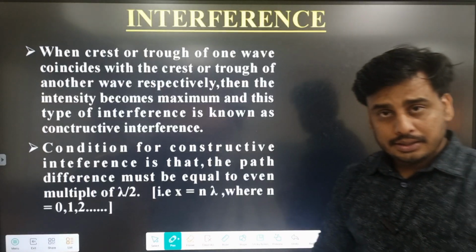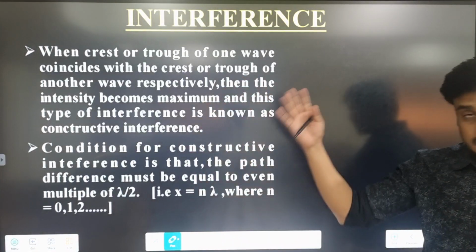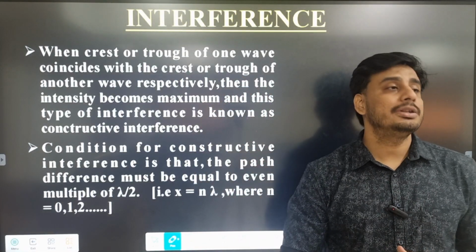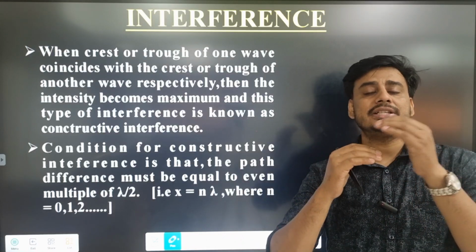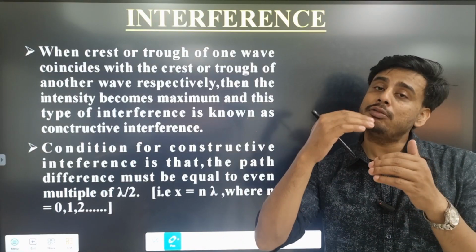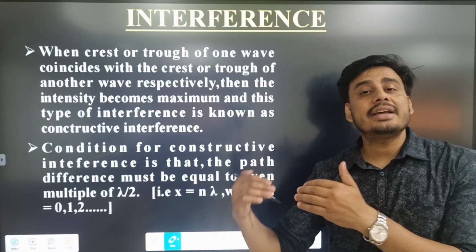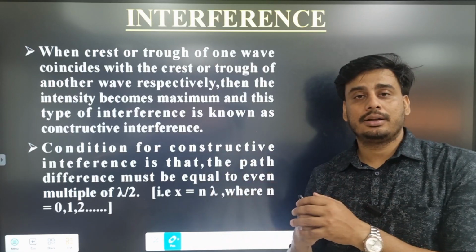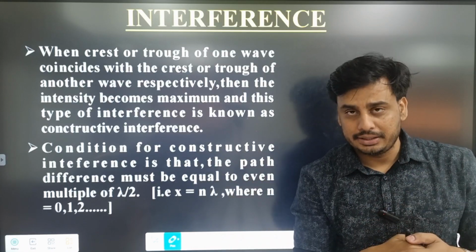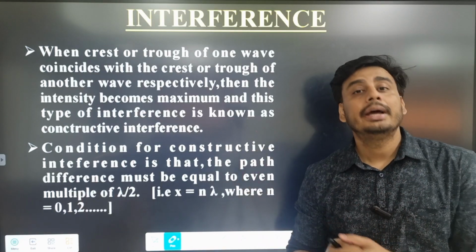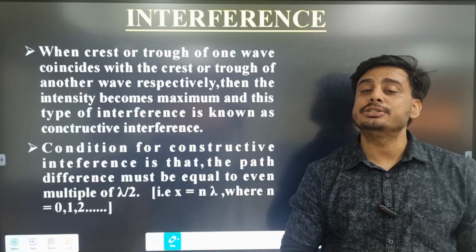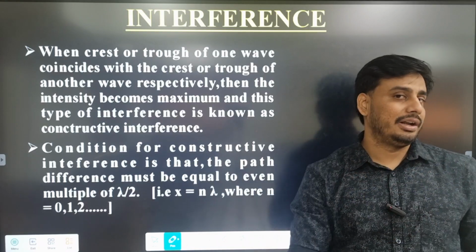Here you can see written the constructive case. So constructive means what? If we consider two waves and the superposition takes place in such a manner that the trough of one wave coincides with the trough of another and the crest of one wave coincides with the crest of another, that is like to like coincide, like to like overlapping, trough to trough, crest to crest, this type of interference is known as constructive interference.